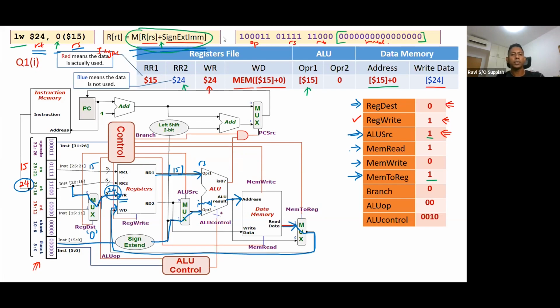I'll leave the slide as it is on the screen so that you can have a look at it and try to make sense and see if you have any other doubts still in your mind. When we come back, we will go through the other instructions, and then you will see how the data will flow through different pathways for different types of instructions.